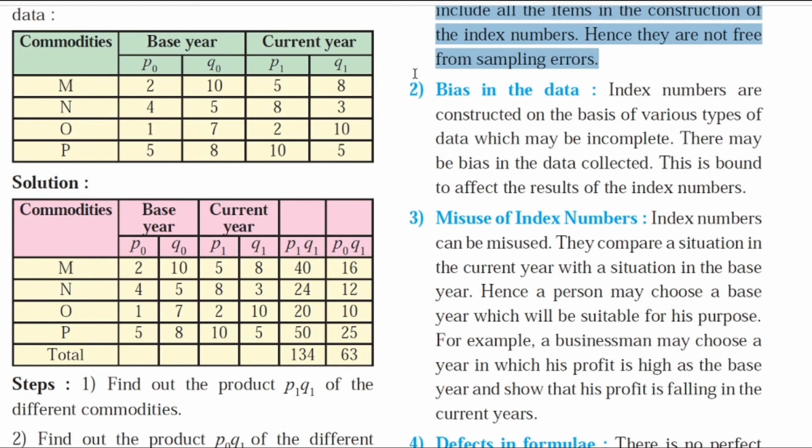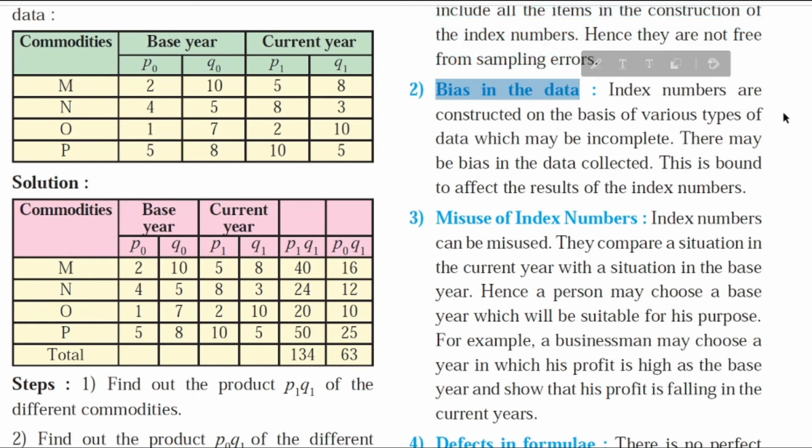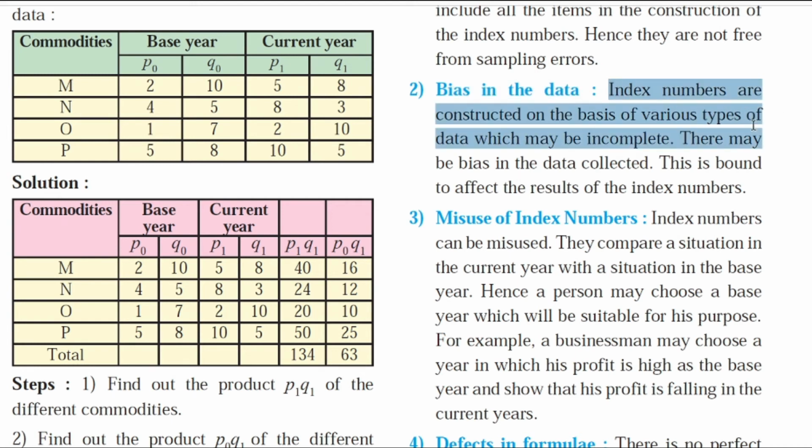Moving further, bias in data. As I just said, my dear students, there can be partial sampling. The samples which are being chosen can be biased in nature, and thus index numbers are constructed on the basis of various types of data which may be incomplete. There may be bias in the data collected. This is bound to affect the results of the index number. So this is yet another limitation.